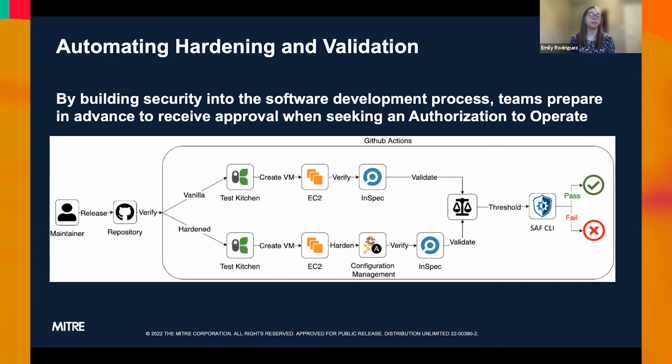So in this workflow, we create a vanilla and a hardened box to be able to compare the results. Once you have the results, we use the SAF CLI as a utility tool to view a summary of the results and validate them against a threshold to identify if your pipeline passes or fails.